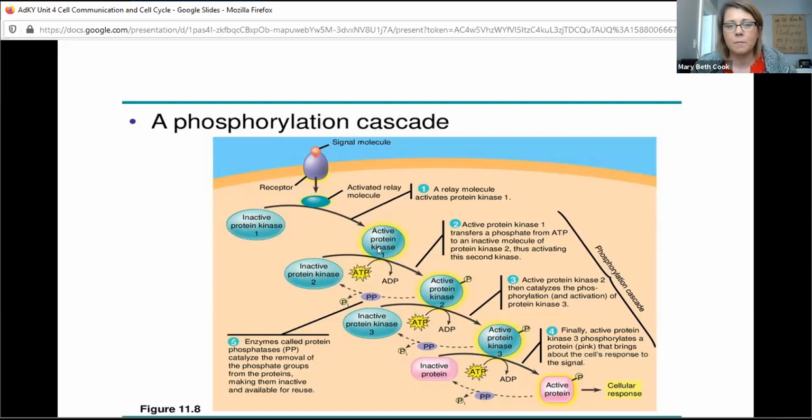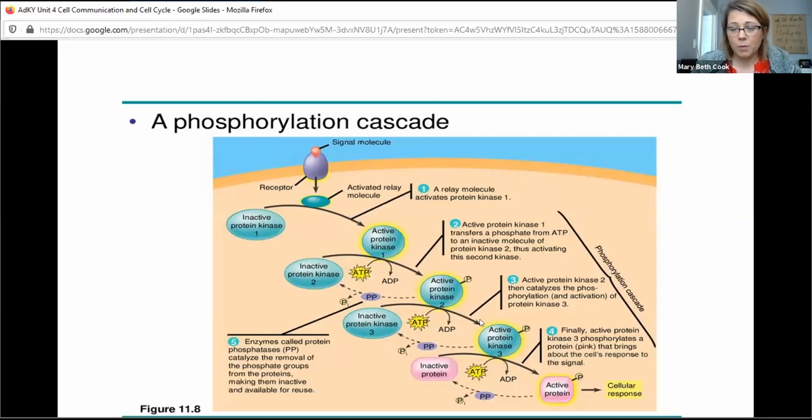So kinases, if you are seeing that ASE ending, remember that tells you it's an enzyme. And kinases specifically, their job is to add a phosphate, or phosphorylate, another molecule. So kinase 1 is going to phosphorylate kinase 2. How does it do that? ATP is the source of that phosphate group. And so, again, we go from oval inactive shape to circle active shape, and that continues all the way down until we get our cellular response.